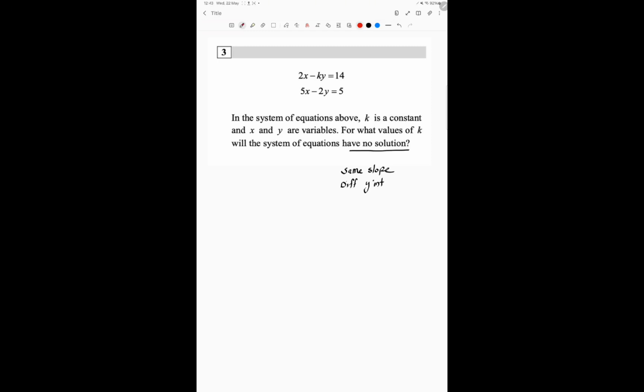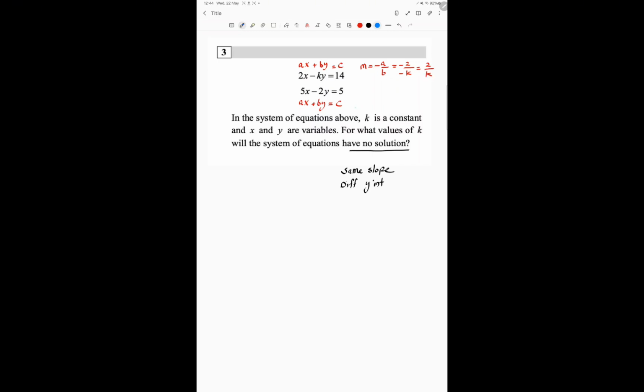So both of these equations are written in the standard form of the line, which basically means ax plus by is equal to c. And again here, ax plus by is equal to c. Now, let's go ahead and find the slope for each line. So negative a over b. So negative 2 over negative k, which means 2 over k.